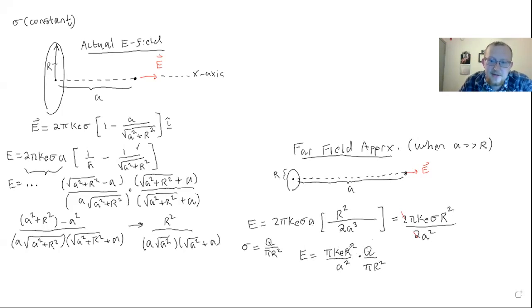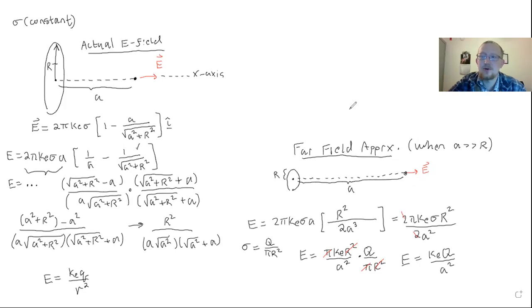And we see some nice canceling going on here. The R squared cancels the R squared. Pi cancels with the pi. And what we're left with is the electric field strength for the far field approximation: Coulomb's constant times Q divided by a squared. And you may recognize this because if we just call a little r, and we'll call big Q little q, what we end up with is E equals Coulomb's constant times Q divided by r squared, right? This is the electric field equation that we learned in the second video.